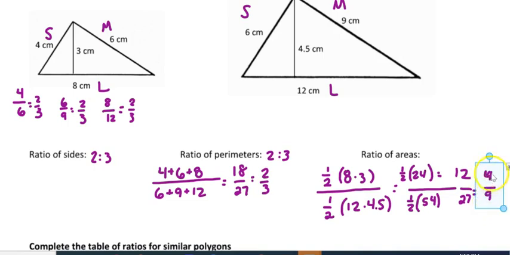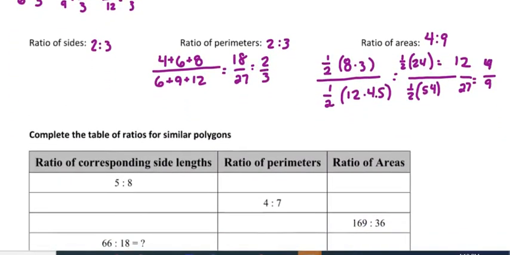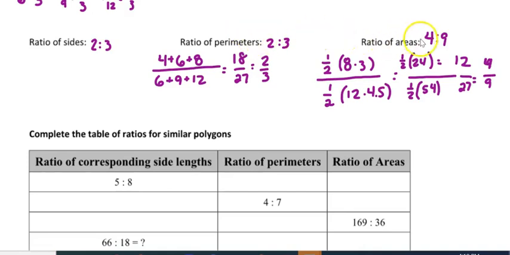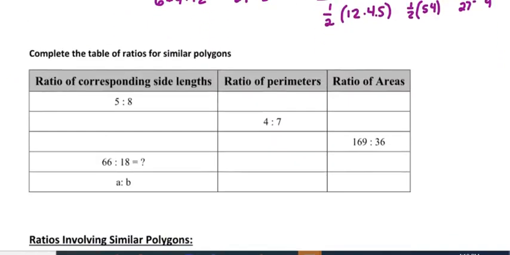So that's a little bit different, right? The ratio of areas is a little different than the ratio of the sides and the ratio of the perimeter. So now that we see those similarities, let's go ahead and fill this in. The corresponding side length is 5 to 8, so will the perimeter be. And then this one, the ratio of area, we're going to square them. So that's 25 to 64, because that's what happened here. The 2/3 squared became 4/9.